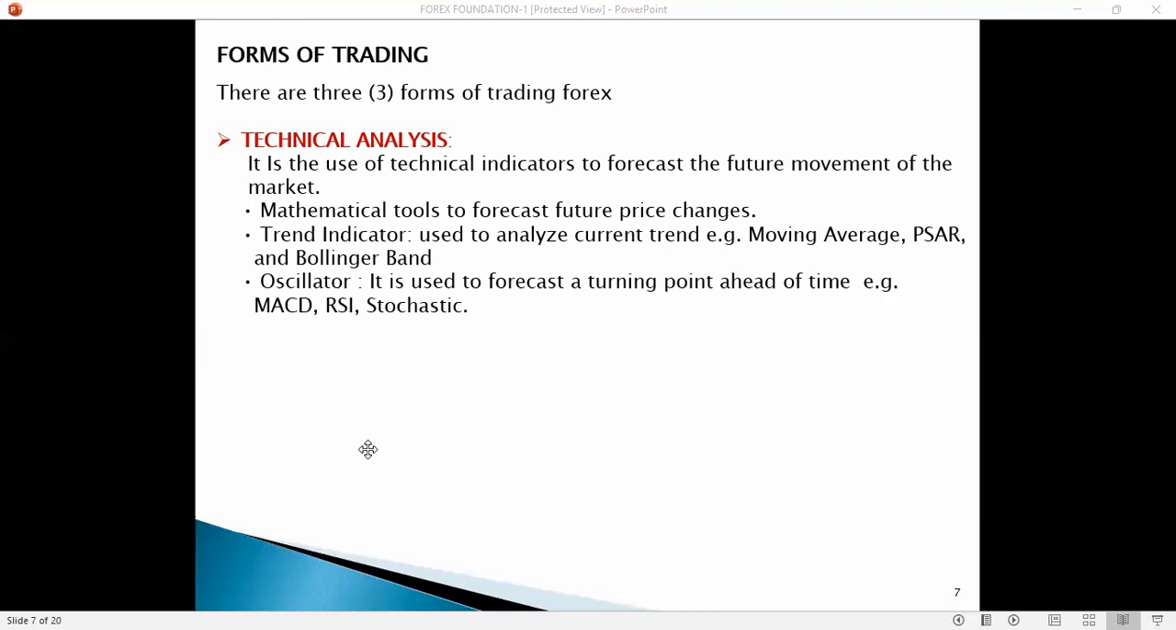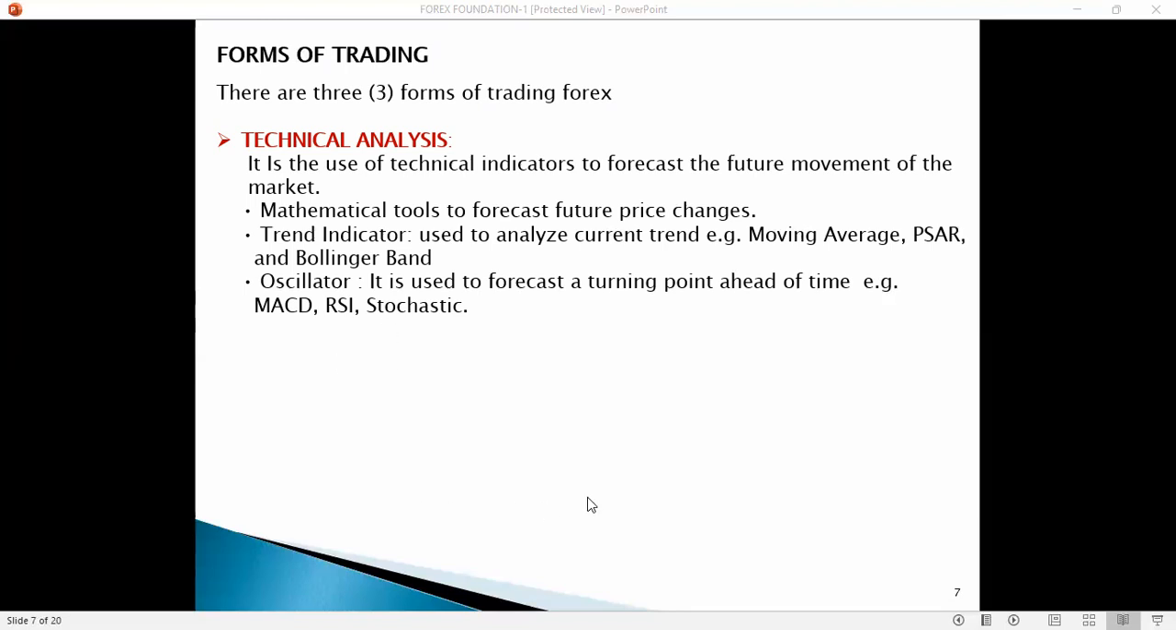So right now, we also have oscillators. What is an oscillator? An oscillator is used to forecast a turning point ahead of time. We have MACD, which everybody calls MACD. We have RSI, known as Relative Strength Index, and we also have the stochastic oscillator. Okay, this type of oscillator tells you when the market is ready to reverse.